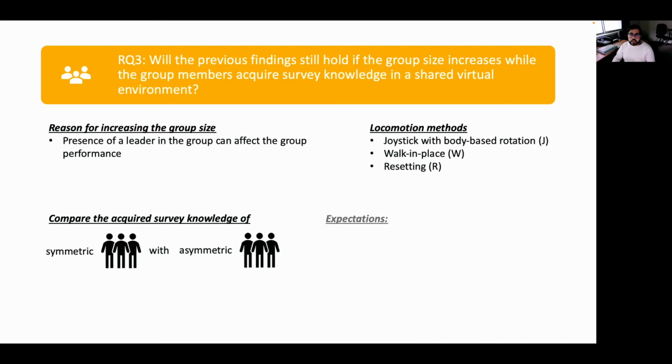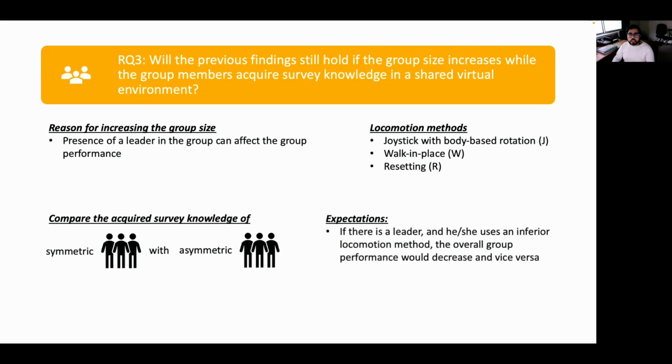I expect two main findings from this experiment. If there is a leader and he or she uses an inferior locomotion method, the overall group performance would decrease, and vice versa. And lastly, if a certain locomotion method performs worse than another one for dyads, it will still hold for triads also.